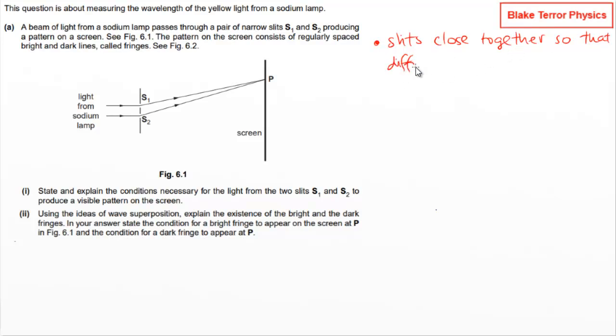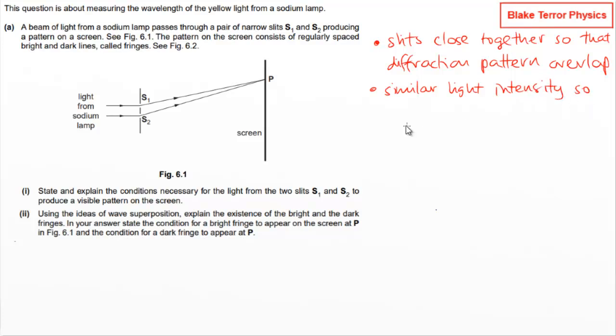That's one thing. We also want a similar intensity of light, because if you've got one which is really faint and one which is really strong, the strong one's just going to dominate. So we're going to want a similar light intensity from each slit, so no slit dominates.